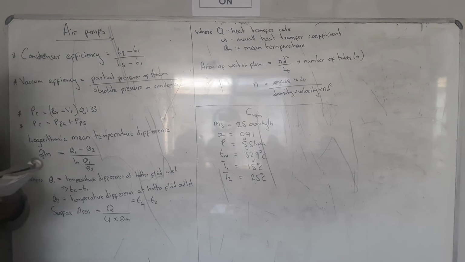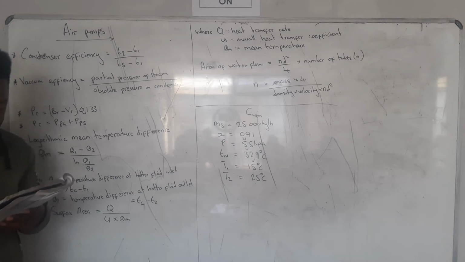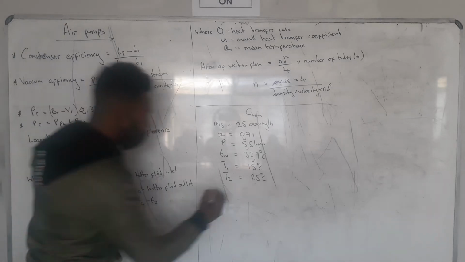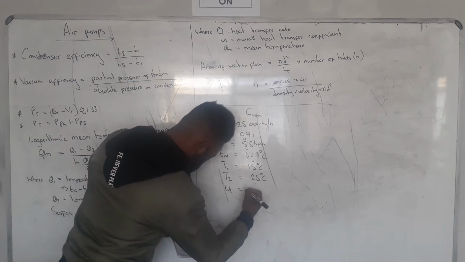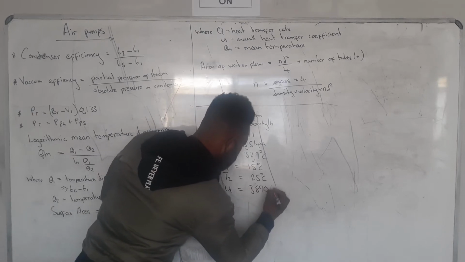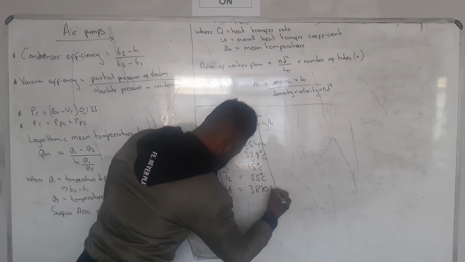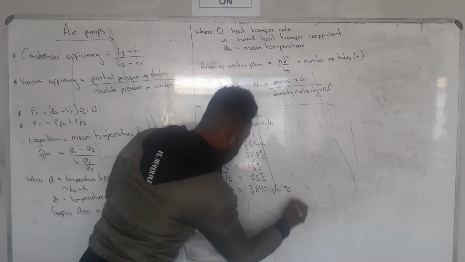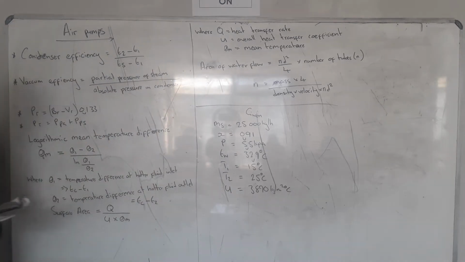Okay, they're saying it's passing through the condenser if the coefficient of heat transfer is what? I'm given the coefficient of heat transfer, which is U, which is 3890 kilojoules per meter squared degrees Celsius. Okay, what else am I given?